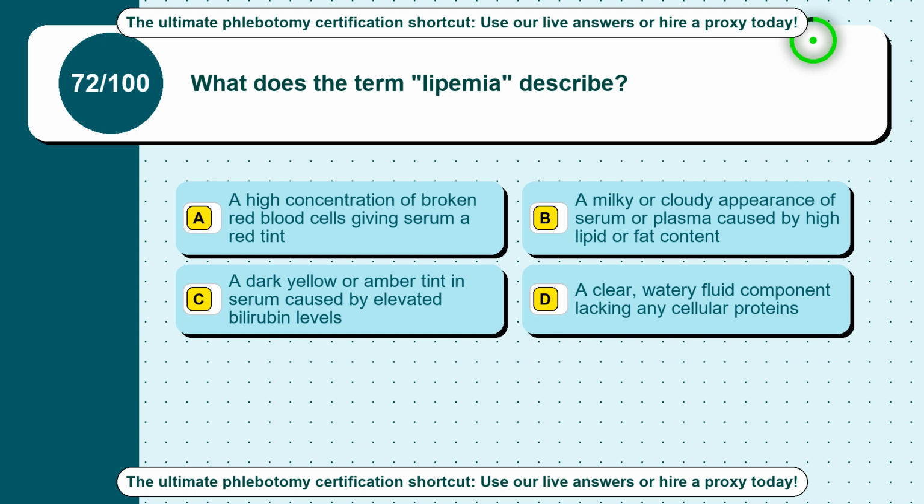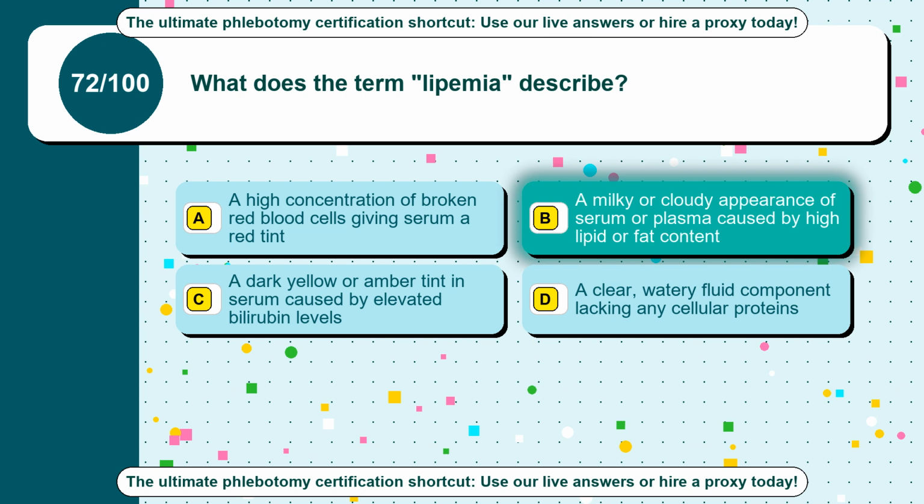Question 72. What does the term lipemia describe? Option A. A high concentration of broken red blood cells giving serum a red tint. Option B. A milky or cloudy appearance of serum or plasma caused by high lipid or fat content. Option C. A dark yellow or amber tint in serum caused by elevated bilirubin levels. Option D. A clear, watery fluid component lacking any cellular proteins. The correct answer is option B.